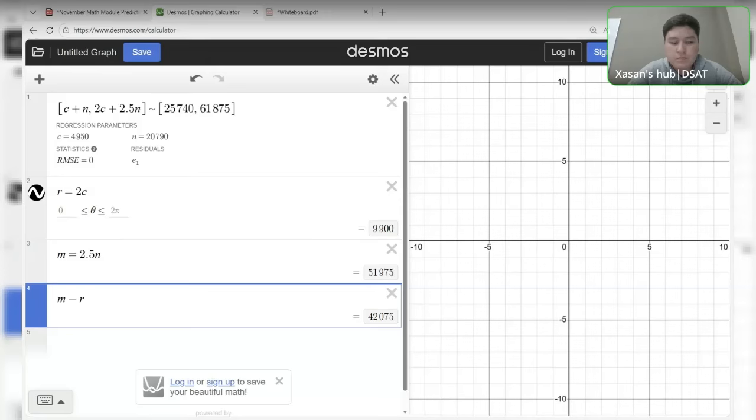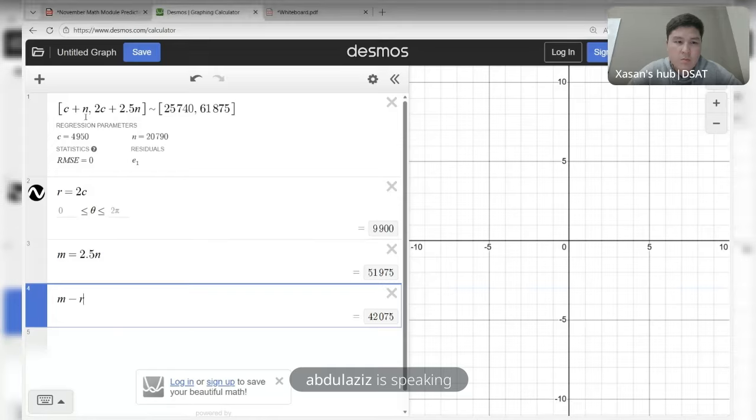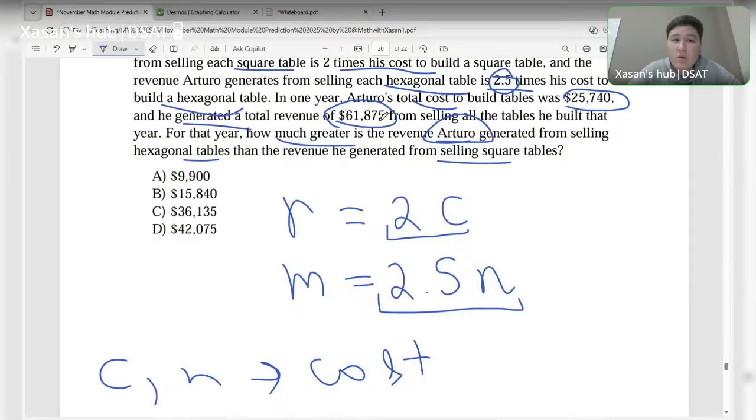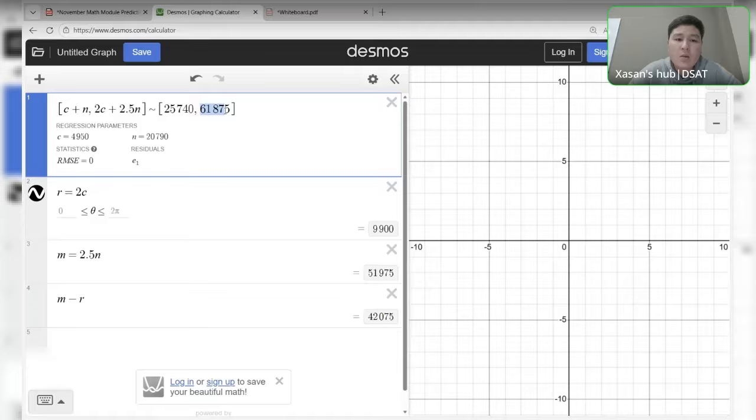That's all. Teacher, why did you add C plus N and 2C plus 2.5N? Because C plus N is the cost, which is equal to $25,740, and 2C plus 2.5N is the revenue. The question is saying that the total revenue was $61,875. So this is also the revenue I'm adding, to equalize it to $61,875.